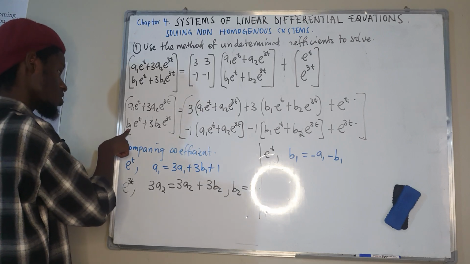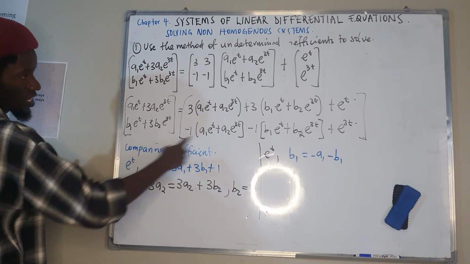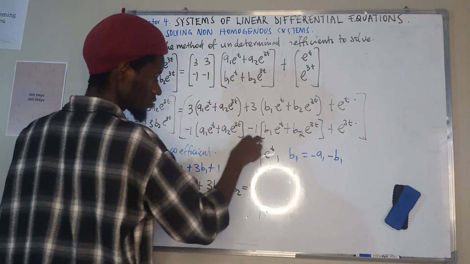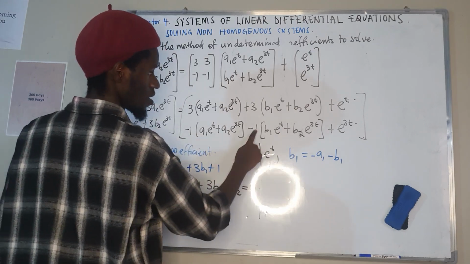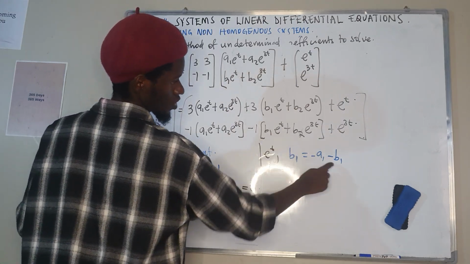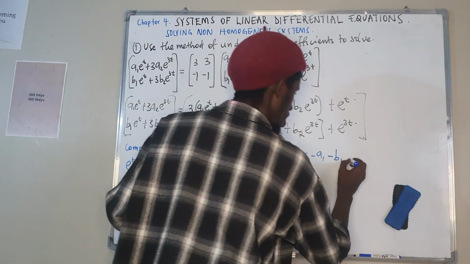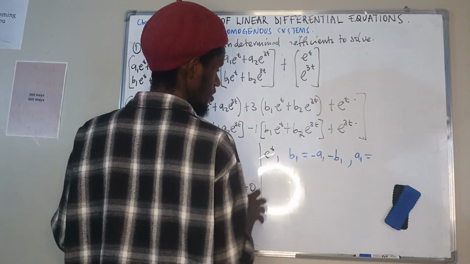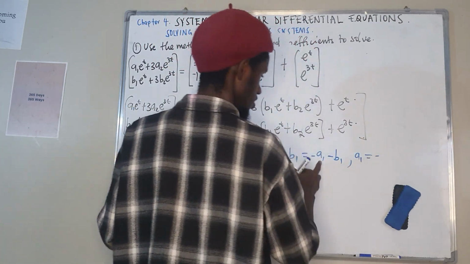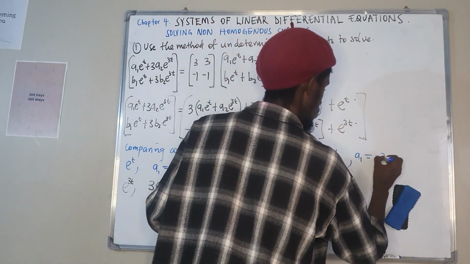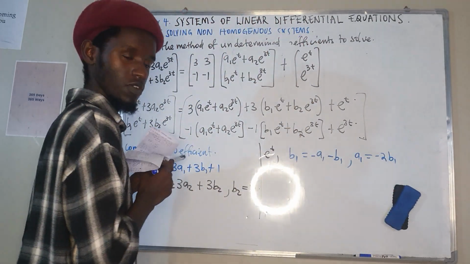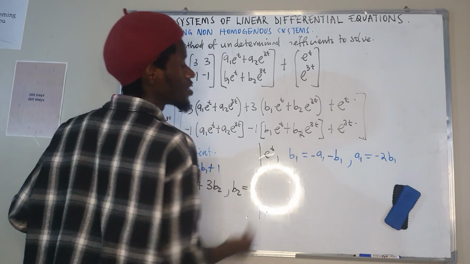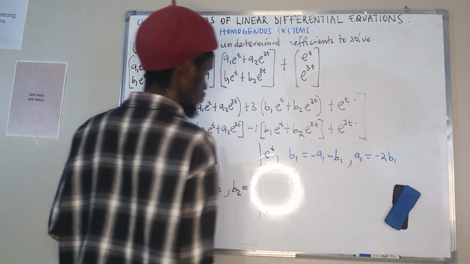I have b1 this side as a coefficient of e power t. Then inside I have only a1, which is negative. Then here I have a1 which is negative. Then here I have negative b1 which is negative also, like this. Therefore from here, I can just say that a1 equals, if I put this on the same side, a1 equals negative 2b1, like that. I'll take this side, this one comes negative. This is also important to consider.